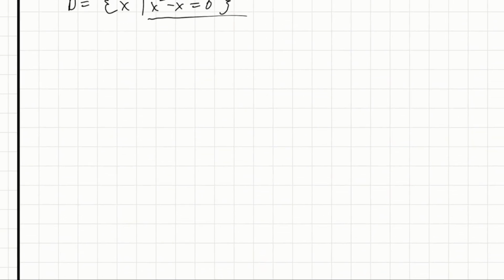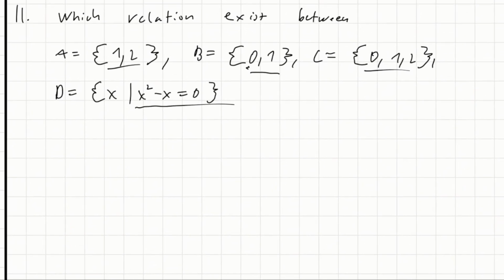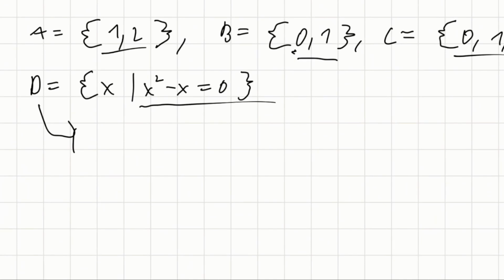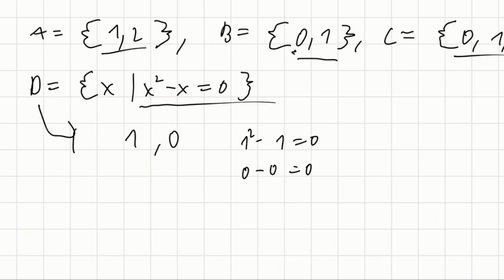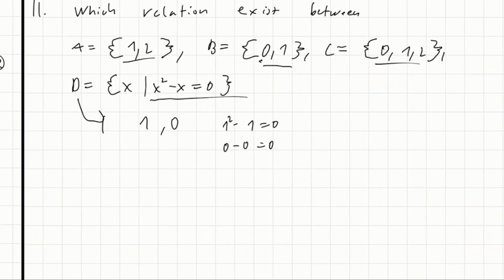So we'll come back. Let's start with this. Obviously D has two solutions, 1 and 0. The reason for this should be quite obvious: 1 squared minus 1 equals 0, and 0 squared minus 0 equals 0. I believe there are no more solutions. So what we can already see is that B and D are equal. You see this has 1 and 0, and this has 1 and 0. We can see B equals D.